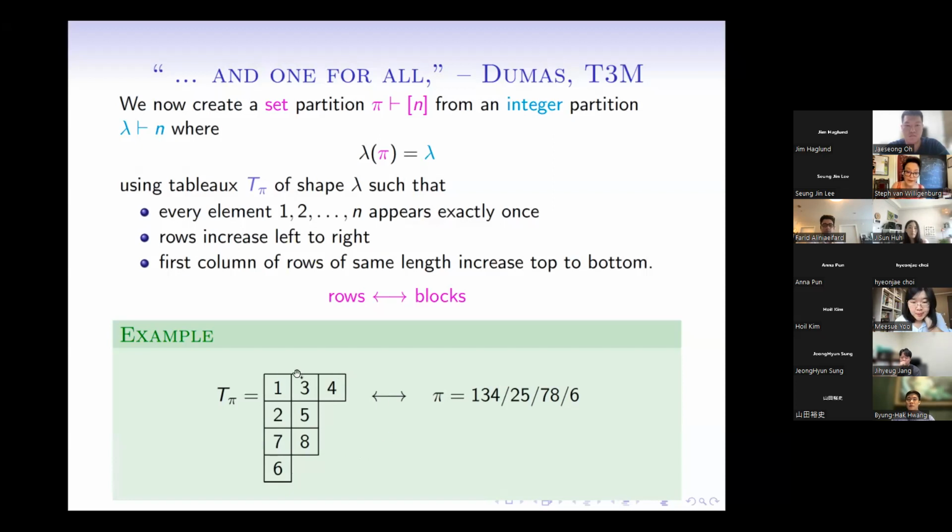So we've got an example right here. Notice that we have the numbers 1, 2, 3, 4, 5, 6, 7, 8 appearing once and only once. Our rows are increasing as we read them left to right. And notice that here we have 2 rows with the same length, which is 2. And notice that these first elements are increasing. We've got 2, then a 7. And then the correspondence from then on is dead easy. You just read things by row, and those are going to be your blocks. So from t pi, we're going to get the set partition 1, 3, 4, 2, 5, 7, 8, 6.